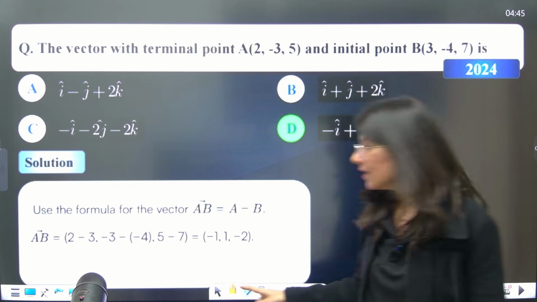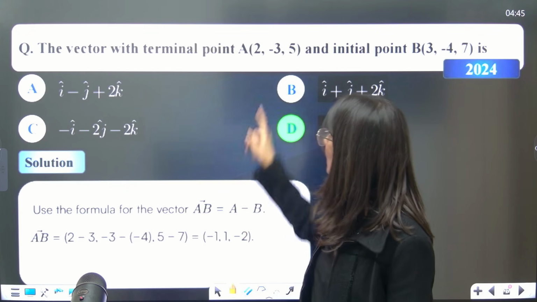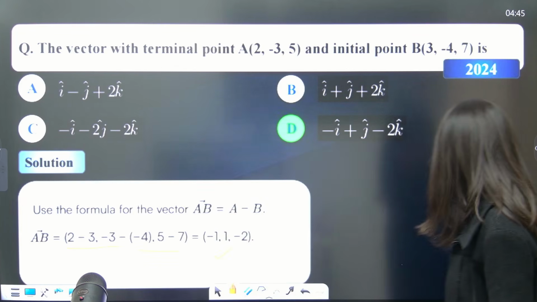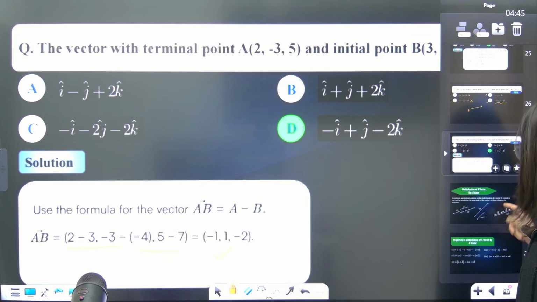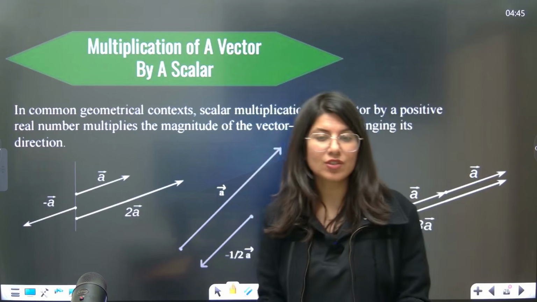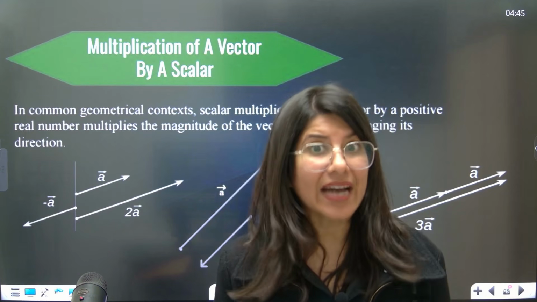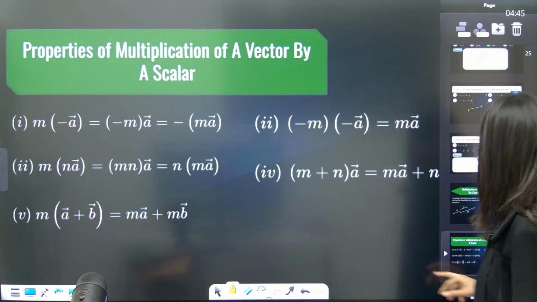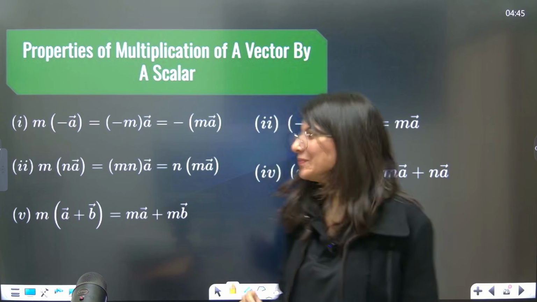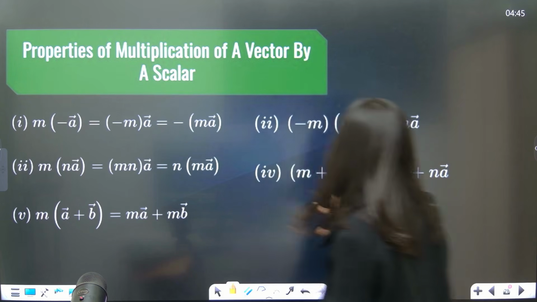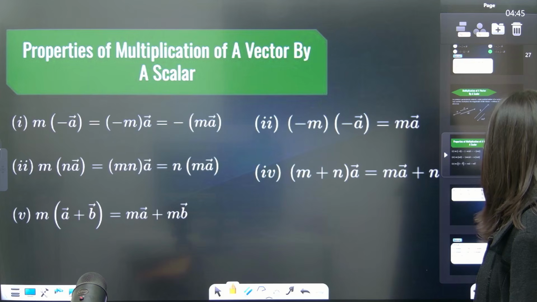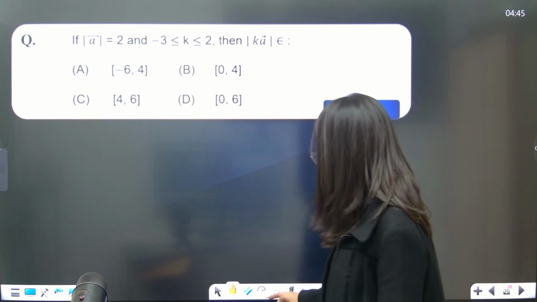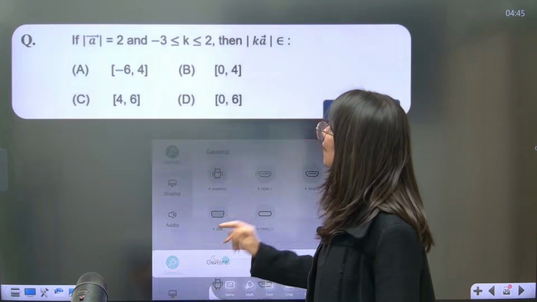Okay, you can see AB vector is A minus B. A is terminal minus initial. So this is terminal minus initial. So this is how you get this answer. Okay. Now very basic thing we are going to study, which is multiplication of a vector by a scalar. Okay. Simply you just have to multiply. I'm not going to get into the theorems and all. Let me just skip it. And let me just directly go towards this question which was asked in CBSE 2024. Can you see?